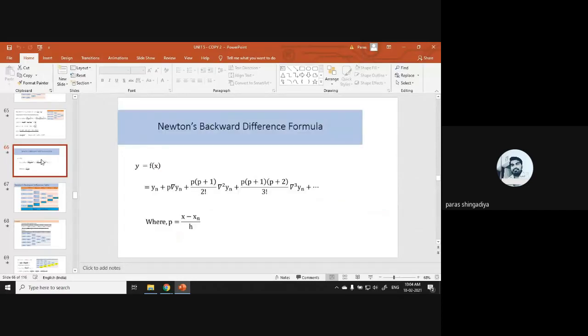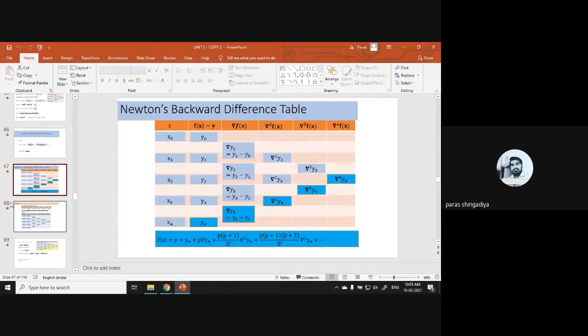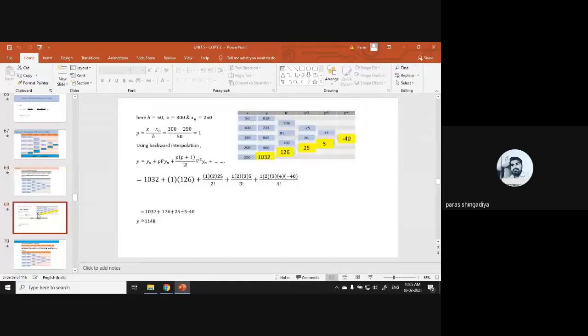Okay, so in the last lecture, we had completed the second method in interpolation theory, that is Newton's backward difference formula. Here its procedure is given: the formula for Newton backward difference interpolation, and its table. First we'll prepare the table for any data, and then we'll use the last value in each column. We'll replace all the values in this formula, then solve it and find the required answer. These are a few examples that we had completed in the last lecture.